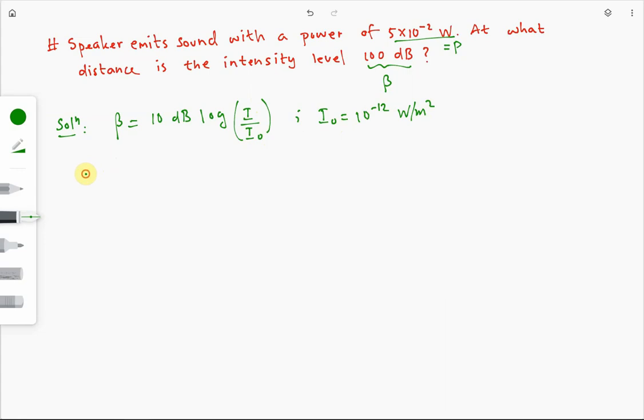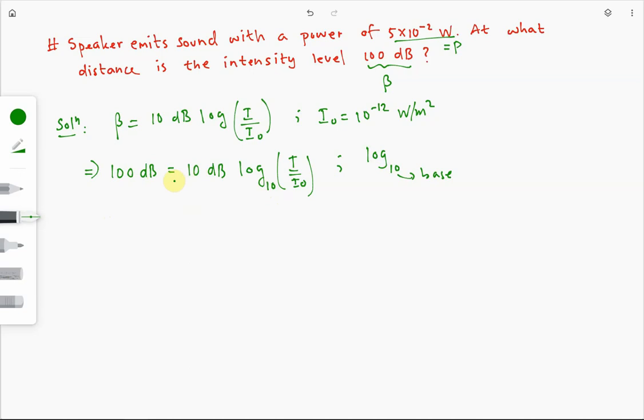Now we are given what beta is. Beta is 100 decibels. That is equal to 10 decibels times the logarithm of I over I naught. Now from basic knowledge of logarithms, we know that if we don't write the base of the log, the base is automatically considered to be 10. This is called the base of the logarithm. So this log term right here has a base of 10, and we will use this fact in a few seconds.